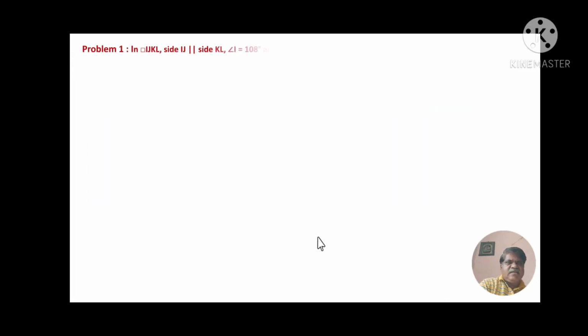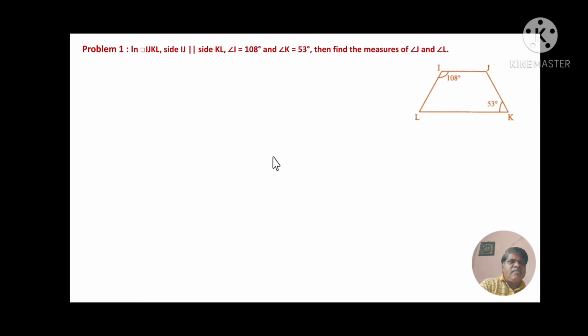So friends, let us see number 1. Problem number 1. In quadrilateral IJKL, side IJ is parallel to side KL. Angle I is 108 and angle K is 53. Then find the measures of angle J and angle L. Angle I and angle K have been given. So friends, what we have to find out here is angle J and angle L.